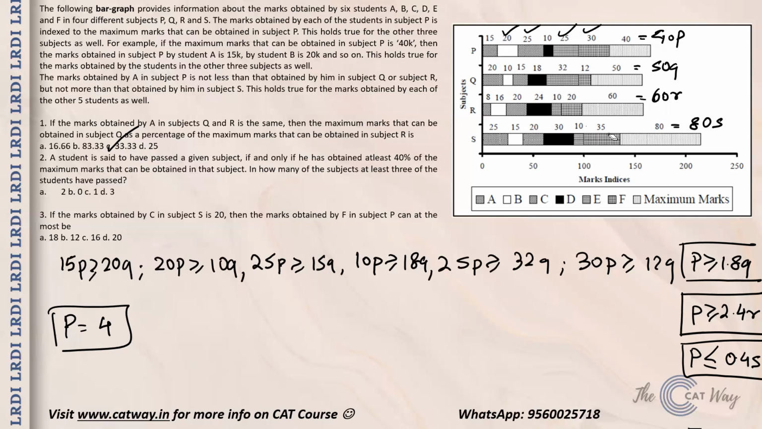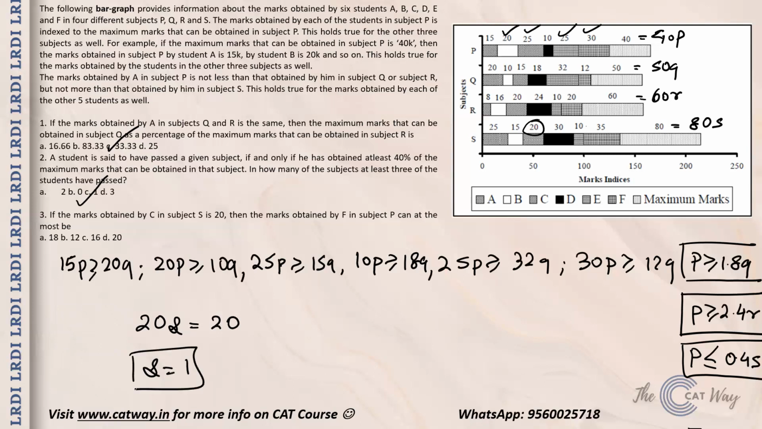So the number of subjects in which there are at least 3 people who have passed is 1, that is P, and the correct answer would be option number C. Now come to the third one. So if the marks obtained by C in subject S is 20, okay, so the value of 20 S is given to you as 20. So from here, what you have is S is equal to 1.